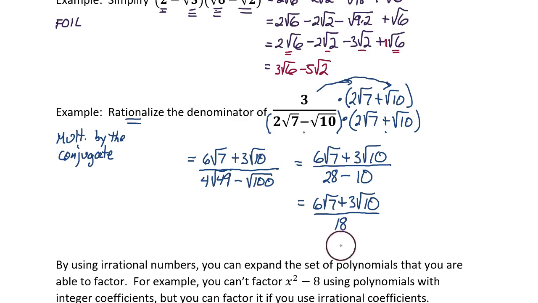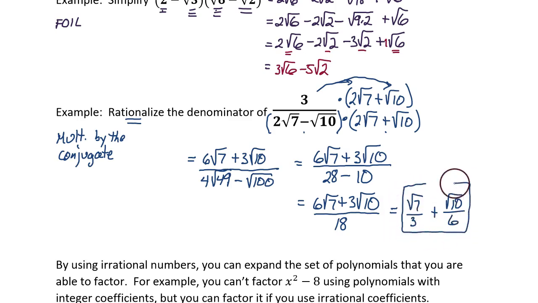Is there any reducing? 6 and 18 will reduce, and 3 and 18 will reduce. So let's do that. 6 over 18 reduces to 1 over 3, and 3 over 18 reduces to a 1 over a 6. I'm not actually writing a 1 up in the top in front of that. And when I said that 6 over 18 reduced to 1 over 3, I didn't actually write the 1 here because I already had something to be in the top. So here is our simplified version of the answer.